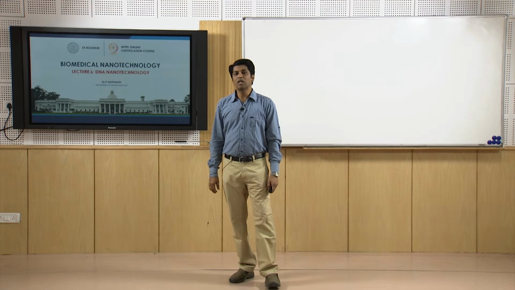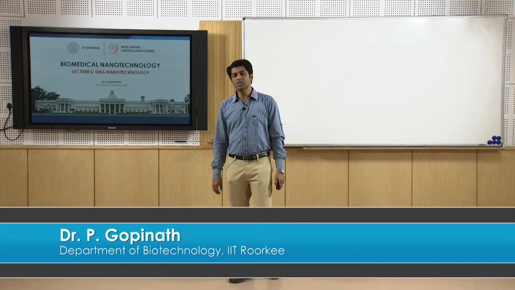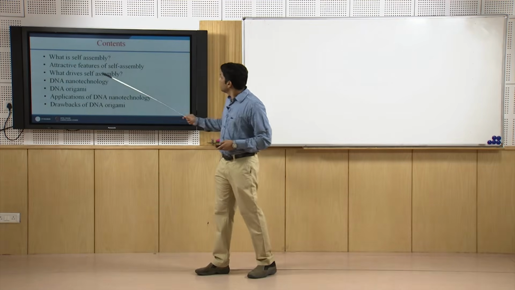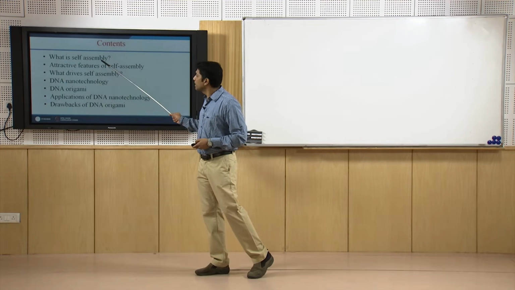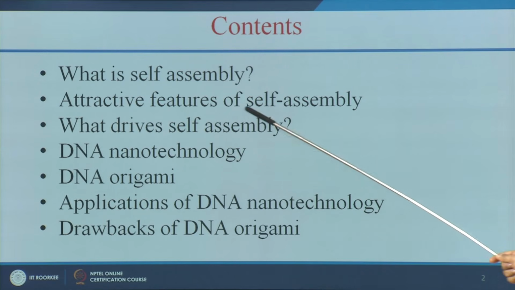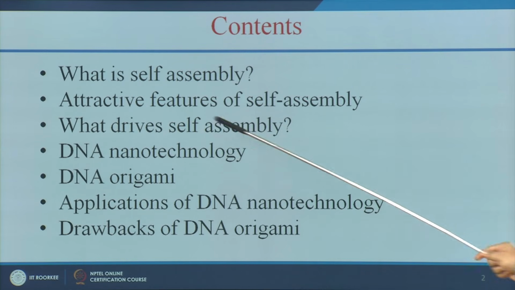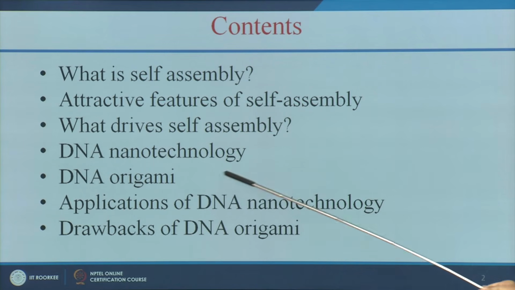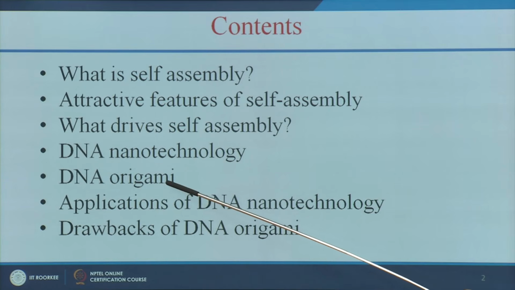Hello everyone, I welcome you all to the 6th lecture of this course, that is on DNA nanotechnology. In this lecture we are going to learn what is self assembly and what are the attractive features of self assembly and what drives this self assembly, and we are also going to learn what is DNA nanotechnology and applications of DNA nanotechnology, and we are also going to learn what is DNA origami and what are the drawbacks of DNA origami.